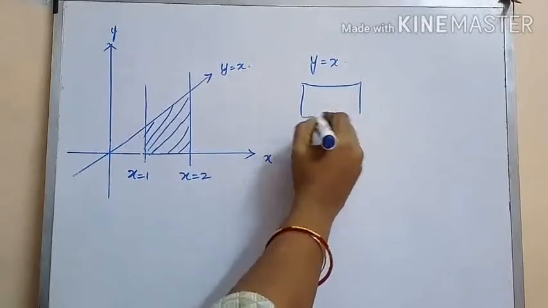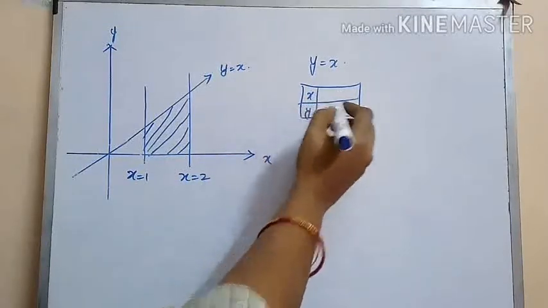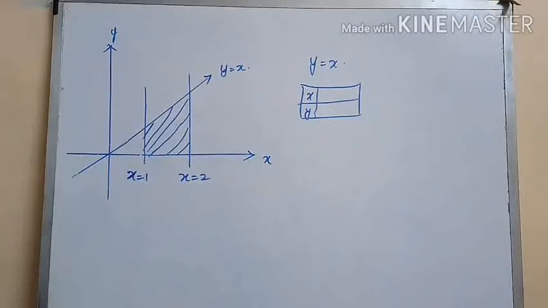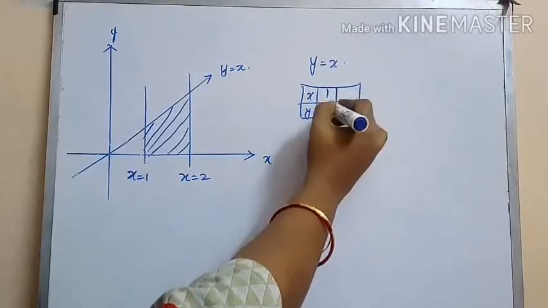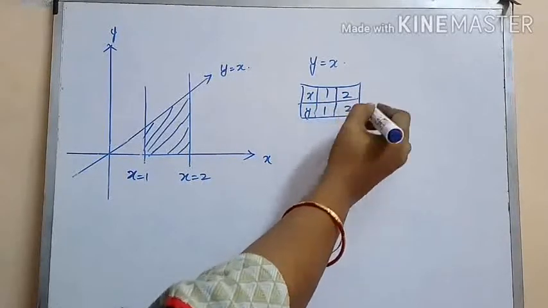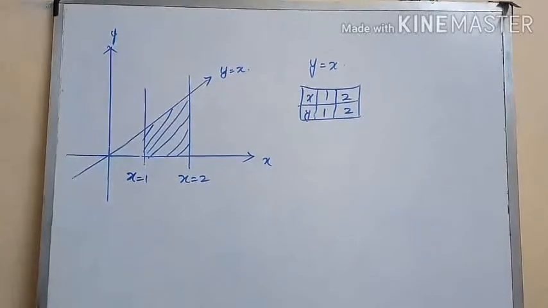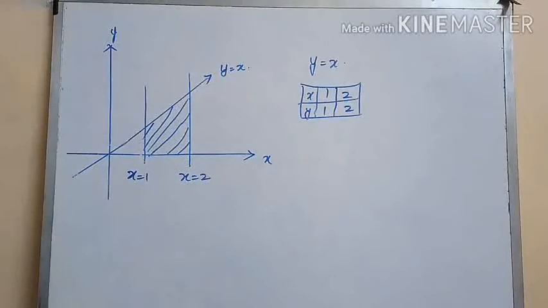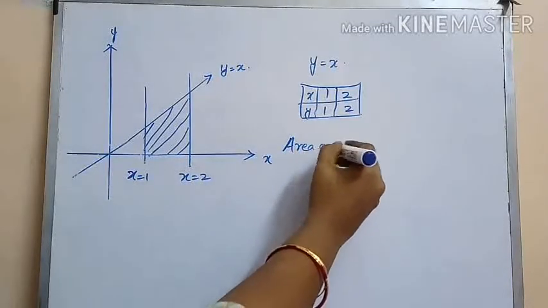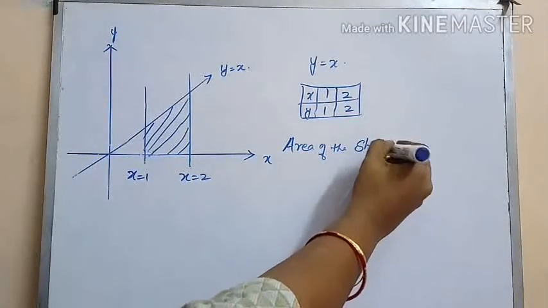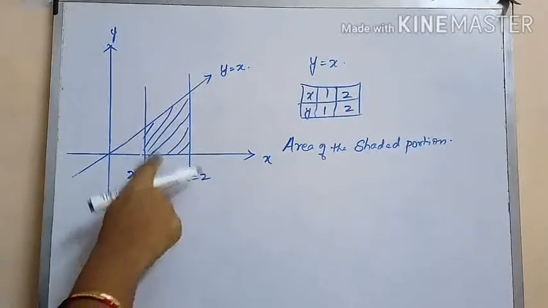Given the equation of line is y is equal to x, when x is equal to 1, we have y is equal to 1. And when x is equal to 2, we have y is equal to 2. So this is the equation y is equal to x. The area bounded by the line y is equal to x with x-axis and ordinates x is equal to 1 and 2 is this shaded region.